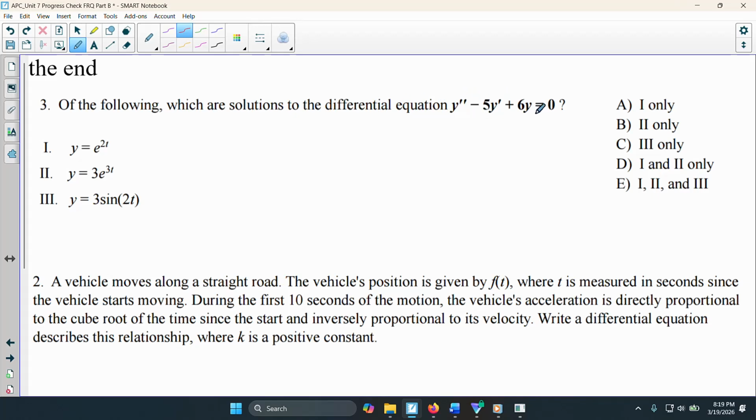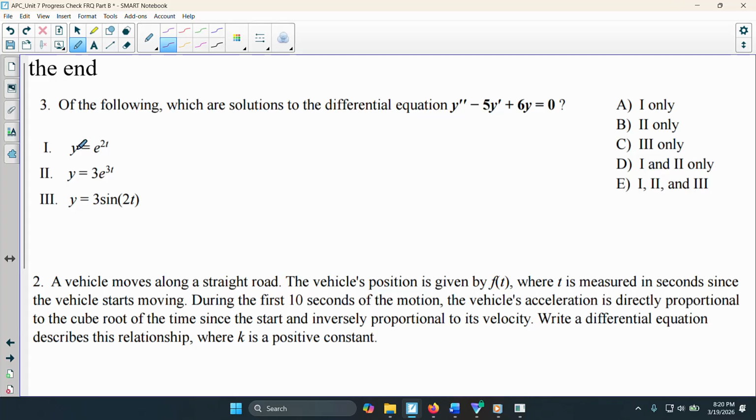All right, so of the following, which are solutions to the differential equation? So you're given a differential equation, and it's a second order, and you have to just see which one or more than one fits. So this is really where, all right, second derivative. You literally have to check every single one. This is one of those really not difficult, but just time consuming.